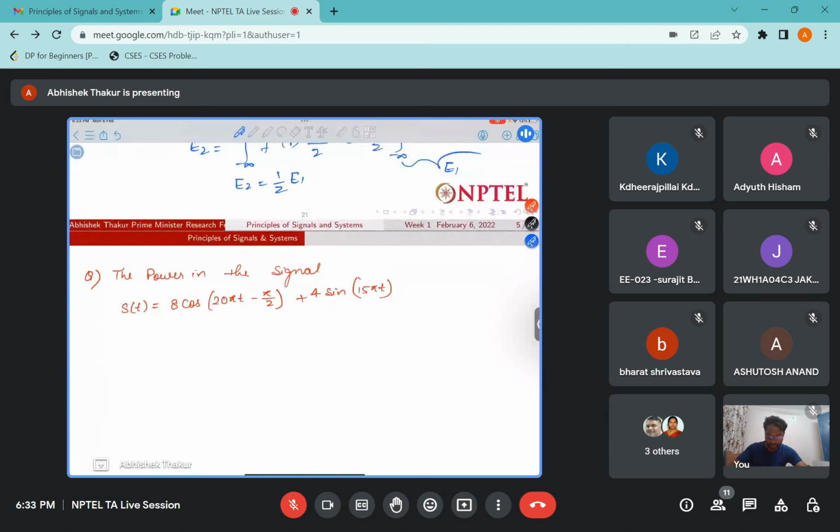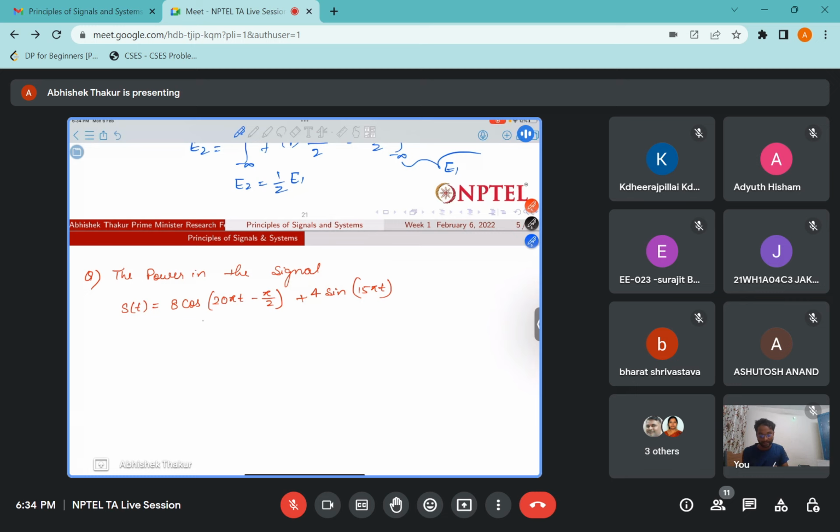So this question, can you answer what will be the power of this signal? In the next lecture, we will also see how to calculate the time period of continuous and discrete time signals. Okay, today we have already taken 1.5 hours. What is the time? So we'll take 20 more minutes and we'll finish it off today.